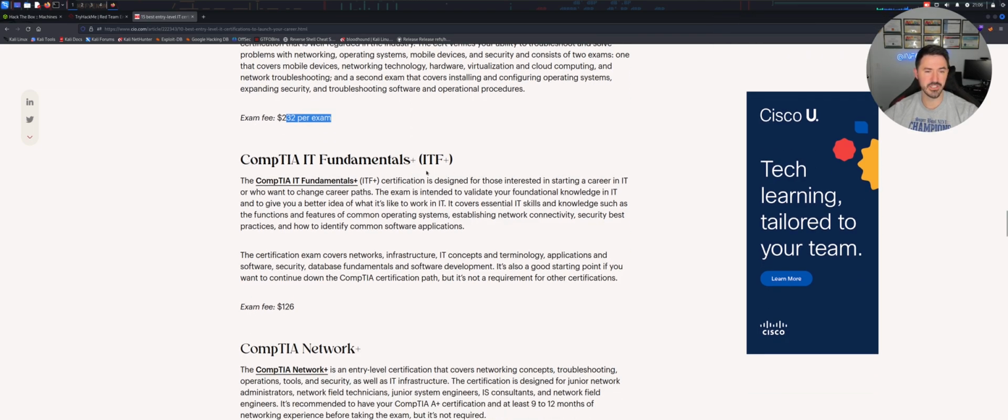So the CompTIA IT Fundamentals, I'm guessing this is going to be a good one if you're brand spanking new to the field. So you can check this one out. I don't have any feedback on this because I've never taken it.